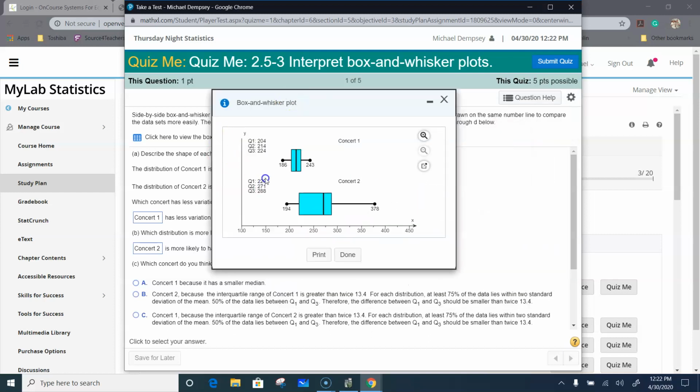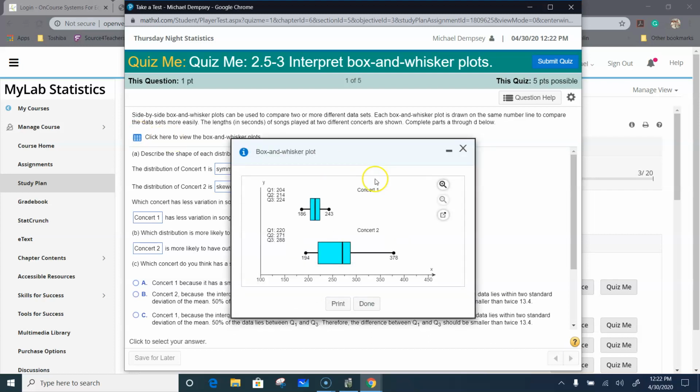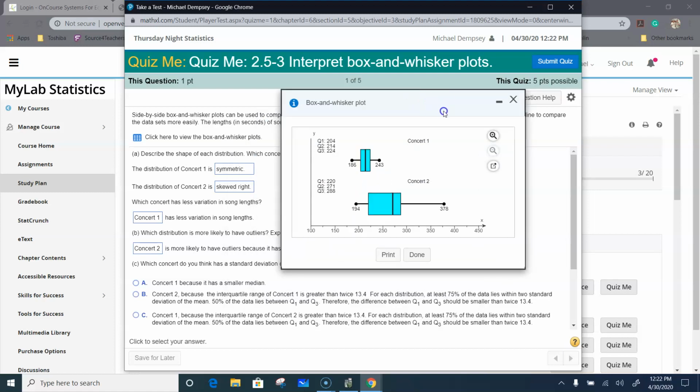Let's see if I can move this box so I can actually read this question. I'm just going to close it. Okay. Which concert do you think has a standard deviation of 13.4? Well, let's take a look and see. So, standard deviation of 13.4, we want to determine if that's pretty high or pretty low, relatively speaking. So if 13.4 is a higher standard deviation, then that would go with Concert 2.